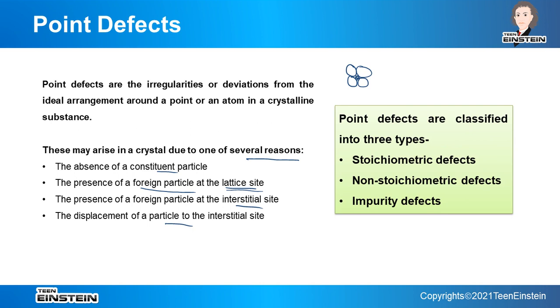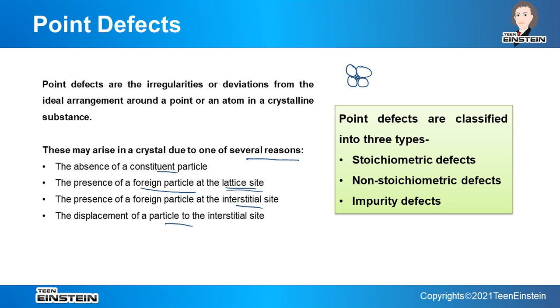Now stoichiometric defect, from the name we have to understand that even after the presence of this type of defect, the stoichiometry of the compound will be maintained. That is why the name is stoichiometric defect. But if it is not maintained after the defect formation, then it will be non-stoichiometric. And impurity defect is simply because of the presence of some foreign particle.